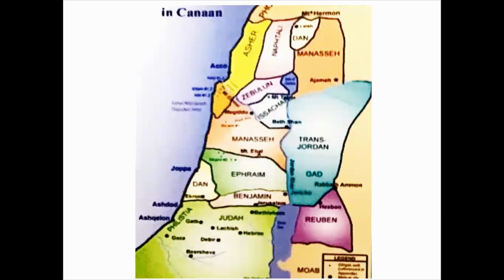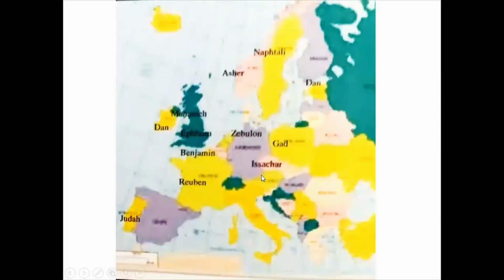Now let's look at this. This is Canaan. This is the old land of Israel, and this is how they lined up. You can see this. And when they moved into Europe, they lined up identically the same way. Now, if you take and move England over a little closer to Europe, you see that it's the same alignment as they did in the old land of Israel. They lined up identically the same.